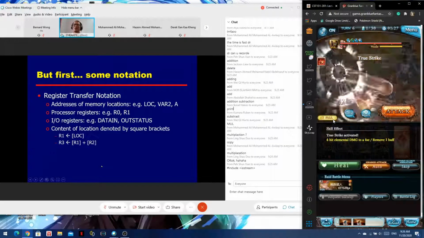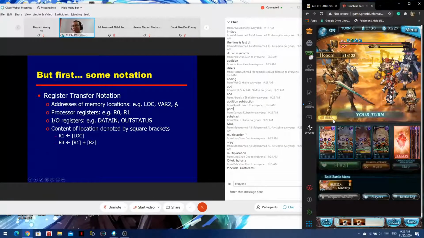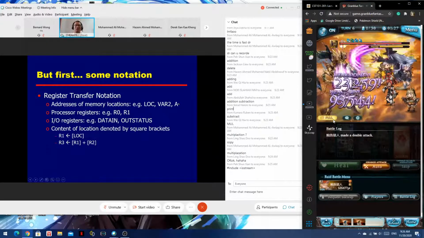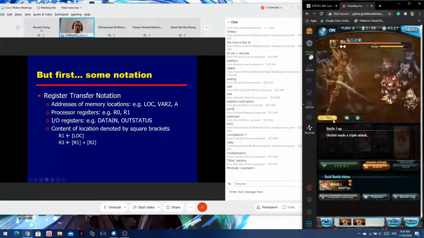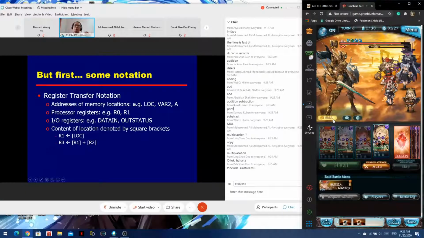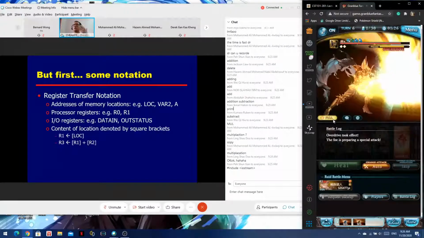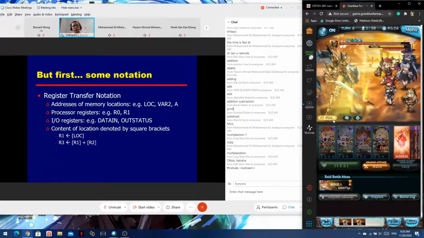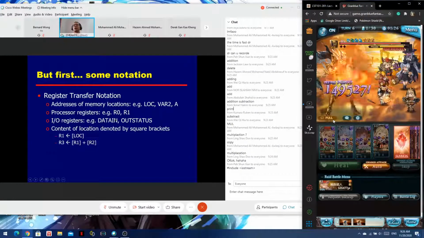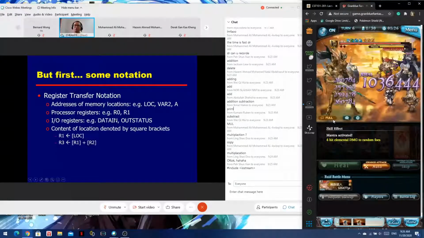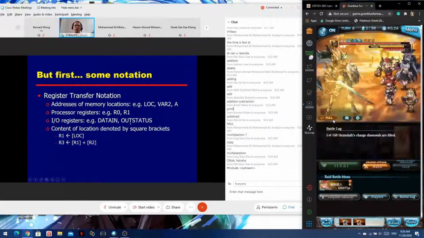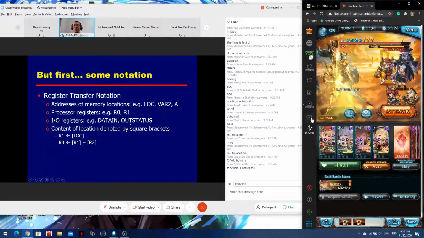So location, var1, A, B, C, X, Y, Z, those are potential memory addresses. But sometimes when you want a register address, we use R0, R1, R2, and so on. Those are common notations for registers and memory. You also have popular I/O registers like data in, data out, status. All these are I/O registers.